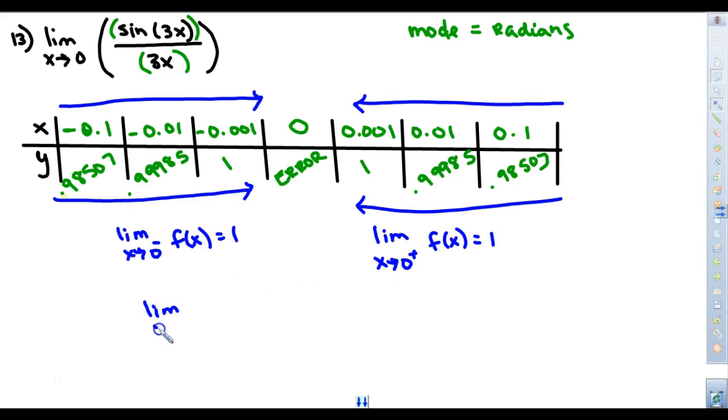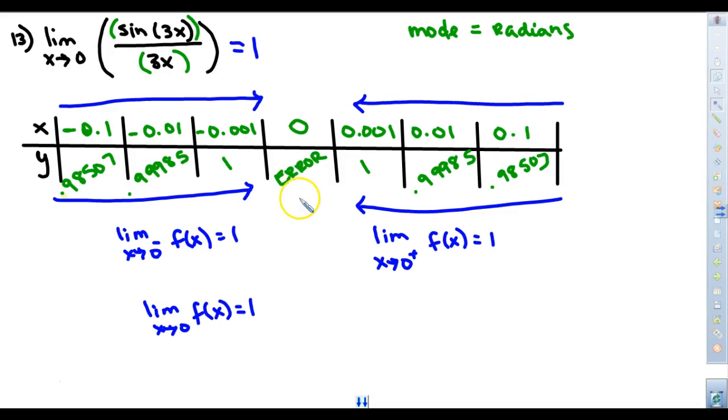So your limit as x approaches 0 of f of x is equal to 1. This is actually a limit you're going to learn to memorize. There's a whole list of them in number 14 on the back when we get there. Okay? Alright, remember, your limit is 1 because the limit from the left is the same as the limit from the right, and it's that number. Just because it says error there doesn't mean the limit does not exist, okay?